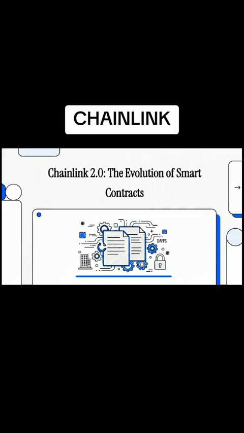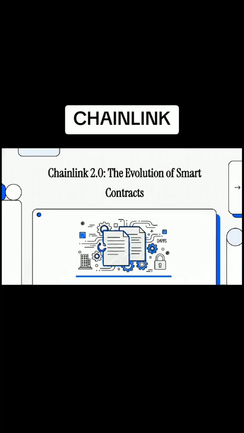All right, let's jump right in. Today, we're going to unpack one of the most important white papers to come out in the blockchain space, Chainlink 2.0. And let me tell you, this is way more than just a simple update. It's really a blueprint for a completely new generation of smart contracts. So, what's the big idea here?